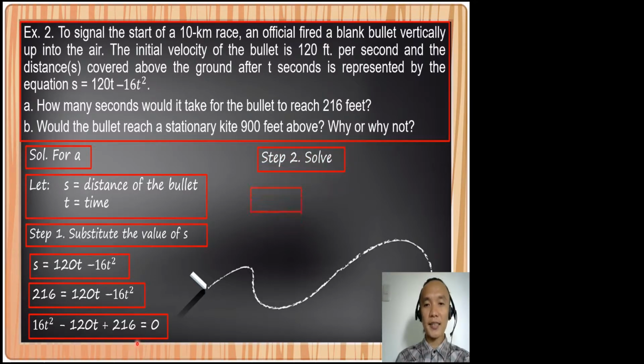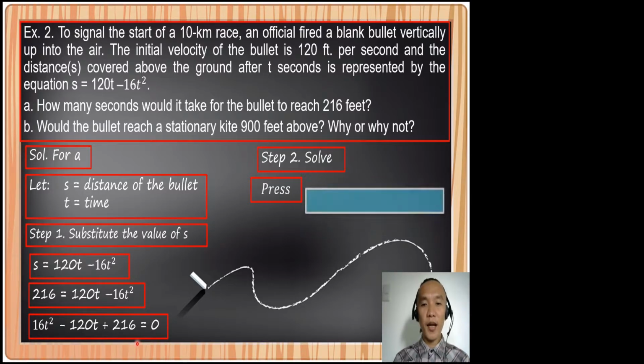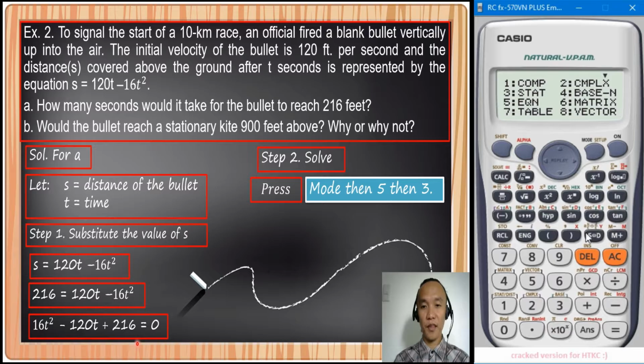Then next, step 2 is we are going to solve our problem. That's why on the first introduction of the second example, I told you it is important that you have a calculator that you can download in Play Store or in iOS so that it will be easy for us to solve this problem. Now, if you have already downloaded your calculator, you press mode, then number 5, then number 3.